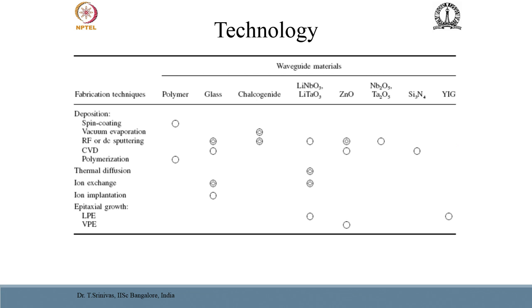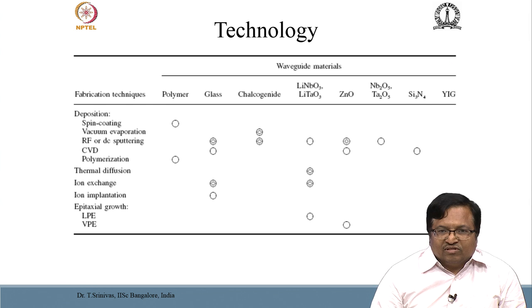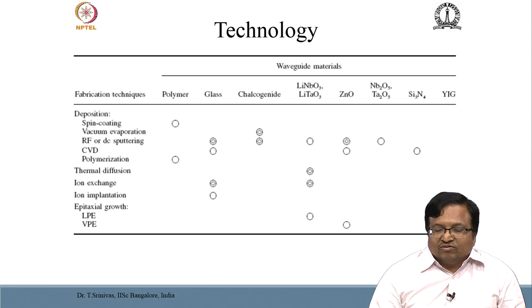So, this is a brief review of the technology that is used in the fabrication of these devices. I am showing the various waveguide materials like polymers, glass, crystals, then of course the silicon and the magnetic materials and so on and so forth. So, there are several fabrication techniques based on the materials chosen. You have deposition techniques like spin coating, vacuum evaporation, RF and DC sputtering, chemical vapor deposition methods, polymerization and so on. And you also have diffusion techniques, the ion exchange process. Then for semiconductors you have epitaxial growth techniques like liquid phase and vapor phase epitaxial growths and so on. So, the circles indicate the importance or the level of development of the technology. The double circles imply that it is much more effective and more utilized.